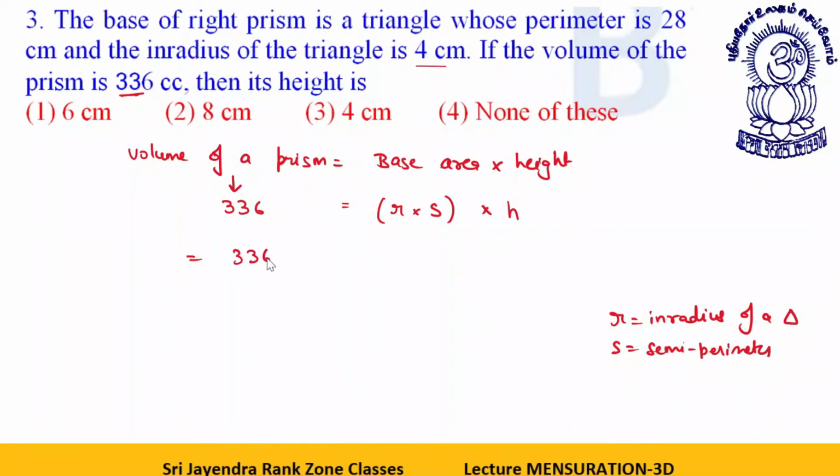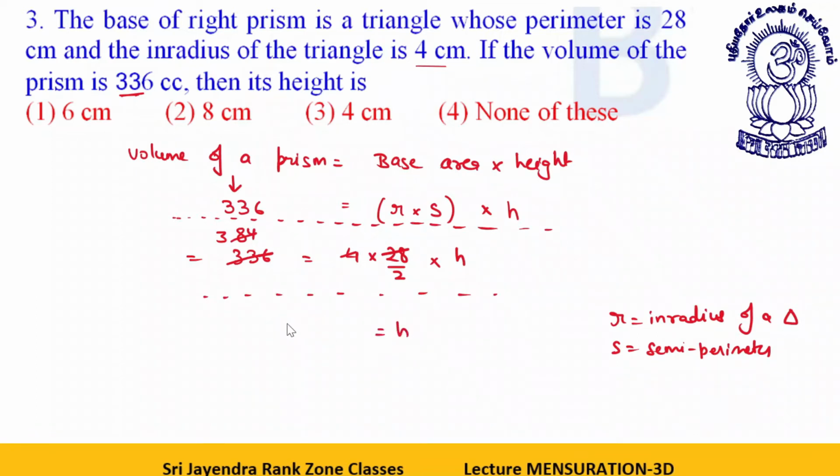So what do you get? You get 336 is equal to 4 into 28 by 2 into h. 4 you cancel with 336, 75 plus 9. 75 plus 9 is 84. 28 cancel with 84 to give you 3. So far clear? So what do you get? You get h is equal to 3 into 2. That is h is equal to 6 centimeter. Shall I move to the next one?